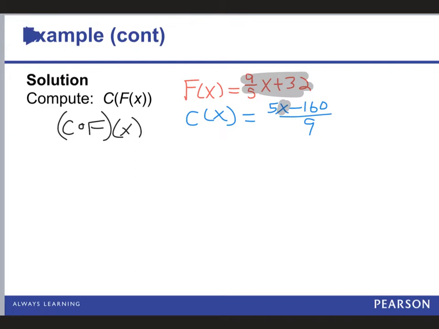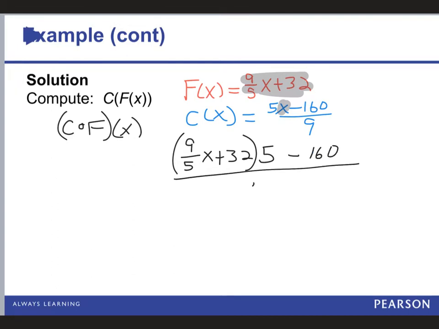So I'm going to take 9/5 x plus 32, and I have to multiply that by 5, because that's what the function c does. It takes the input, multiplies it by 5, then I'm going to subtract 160, and once that's done, I'm going to divide by 9. So this is the operation. Look at it carefully again and make sure you understand what's happening.